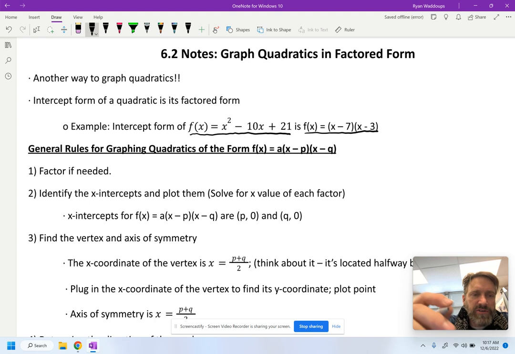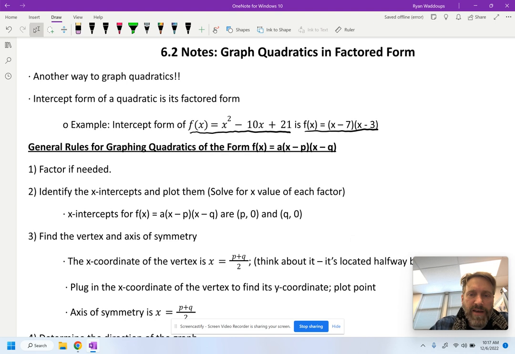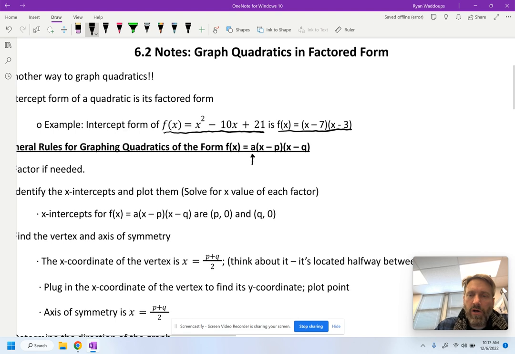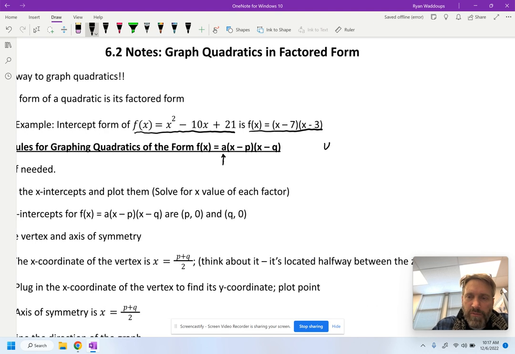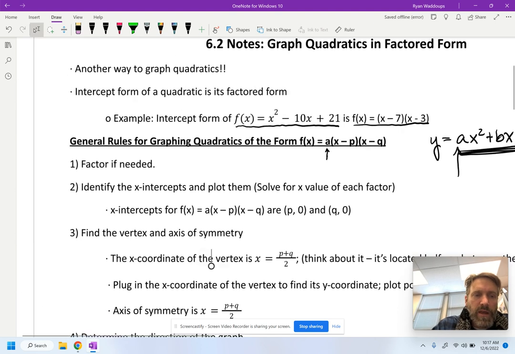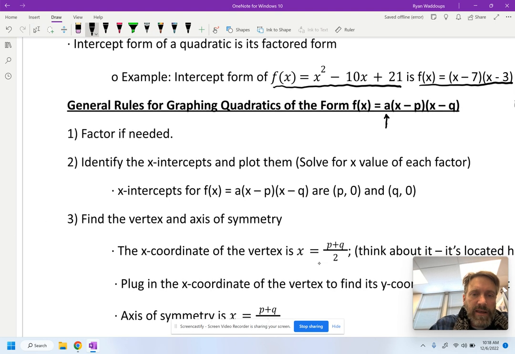So these are some general rules for graphing quadratics when they're in the form of f of x equals a times x minus p times x minus q. You'll recall that the standard form was y or f of x equals ax squared plus bx plus c. Now, if you had a standard form equation like that and you factored it, the value of a would be the same. So the first step is factor if needed.